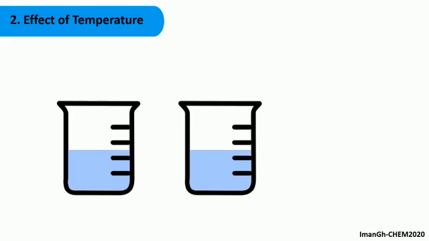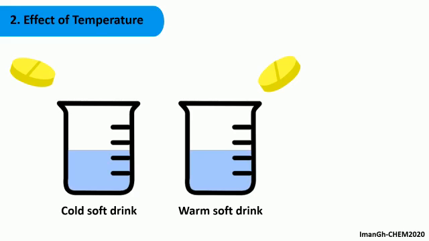There are several factors that affect the rate of a reaction, such as temperature. The following experiment is performed to study the effect of temperature on the rate of a reaction. One beaker is filled with cold soft drink, while the other is filled with warm drink. One vitamin C tablet is placed in each beaker. The amount of bubbles after a time is observed.